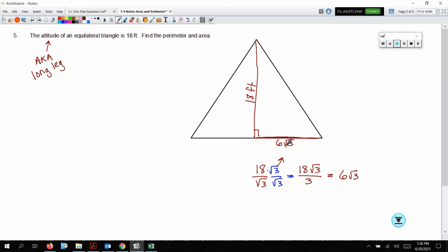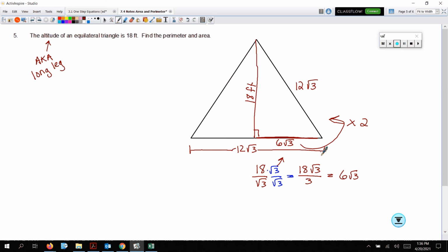To go from the short leg to the hypotenuse, which is one side of the equilateral triangle, we just multiply by 2. So times 2, and I get 12√3. Okay, that's actually the whole base, like if I put this down here, 12√3 is the whole base.